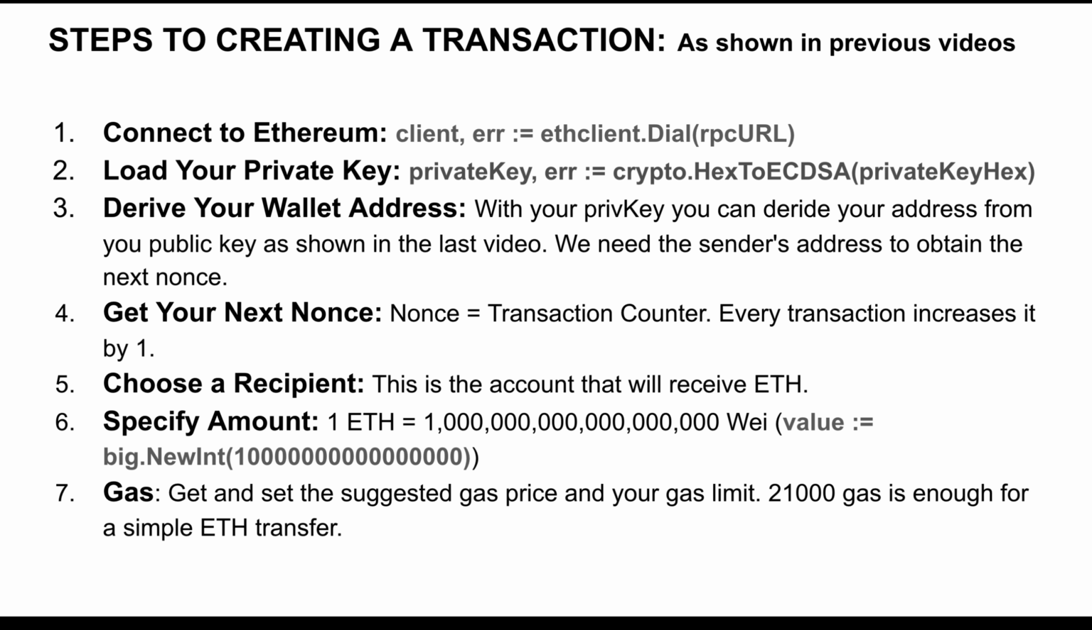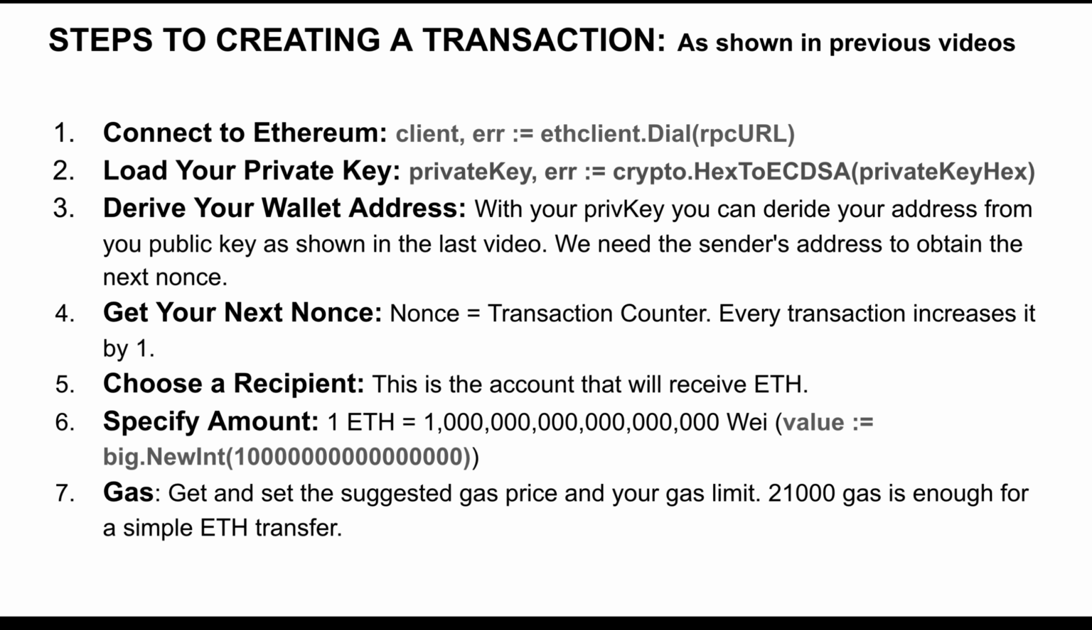Now number 4, you get your next nonce. Like I said, this is a transaction counter. Every transaction increases it by 1, and I've told you in a previous video, and I think I just mentioned it now, that it helps prevent replay attacks, right? If you don't know what a replay attack is, please check my previous videos.